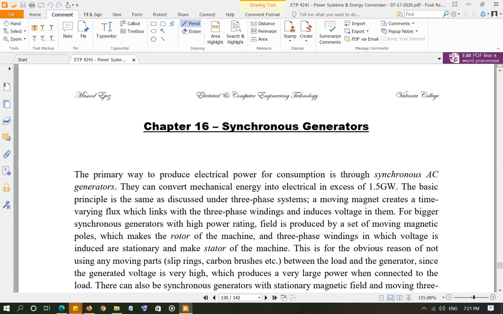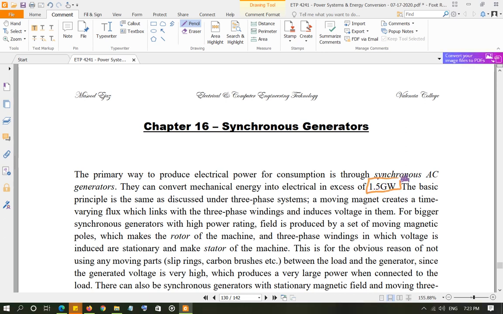Now, why do we choose to have three-phase windings where the voltage is induced on the stator? The biggest reason is commercial power generation, the voltage and the current. The voltage that is generated is at a very high level, and when the load is connected, the current, of course, is very large. So in general, the power of the generator is quite large. As you can see, many of the generators can produce up to 1.5 gigawatt of real power.